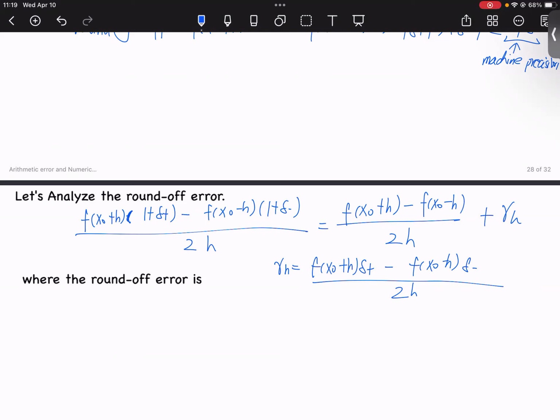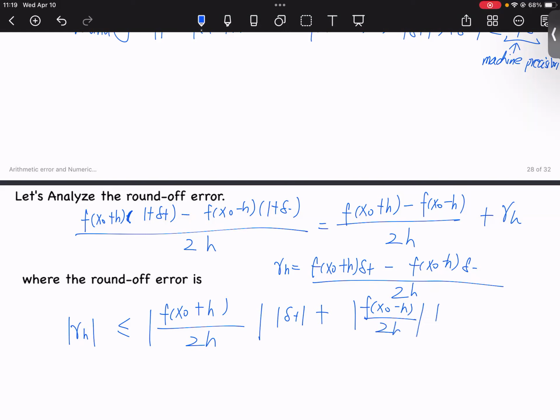So this error term, I use R_h to denote it. Now let's get the bound for this rounding off error. So I'm going to take the absolute value of R_h, and it's bounded by the absolute value of the first term plus the absolute value of the second term. And this is the bound for the absolute value.